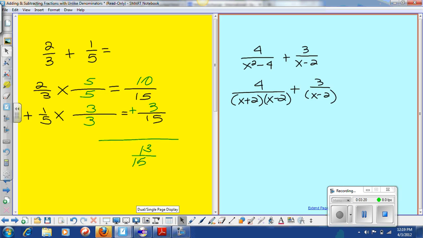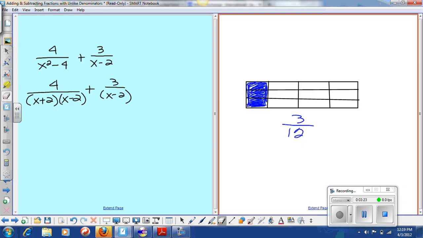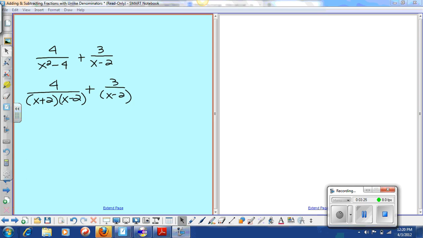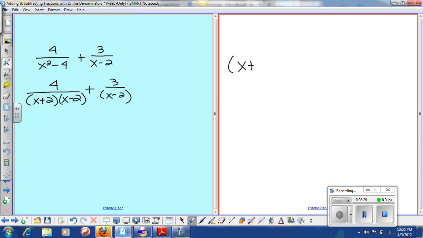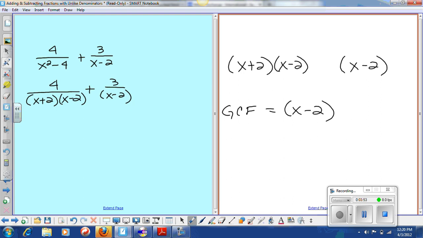So now let's go. Let me switch screens here. So we're going to find our 2 terms are x plus 2 and x minus 2 for one fraction. And then the other one is x minus 2. So what you want to do is find the greatest common factor. If you are doing numbers, you do a factor tree and find what they both have in common. What these both have in common is x minus 2.